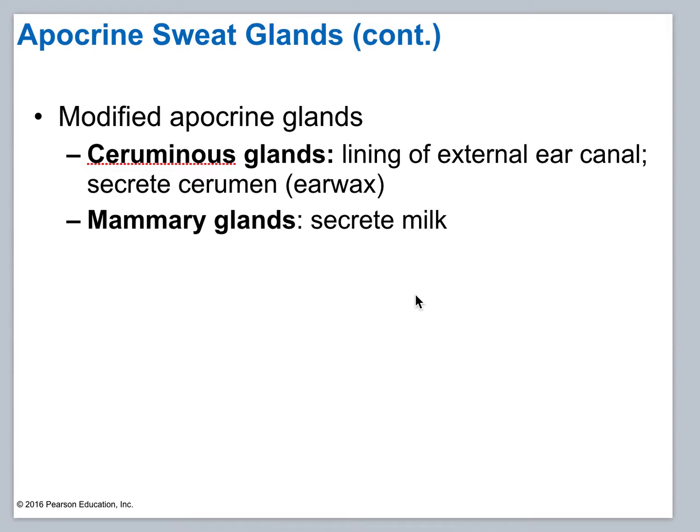There are a few modified apocrine glands of note. The ceruminous glands, which are in the lining of the external ear canal, secrete earwax, cerumen. Also, mammary glands are modified apocrine glands that secrete milk.